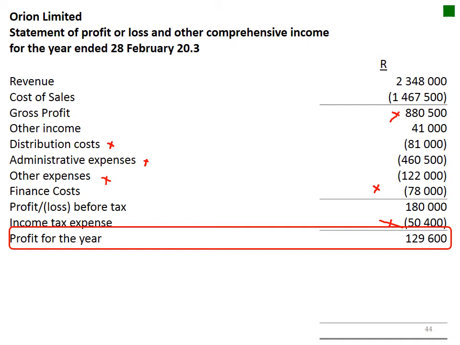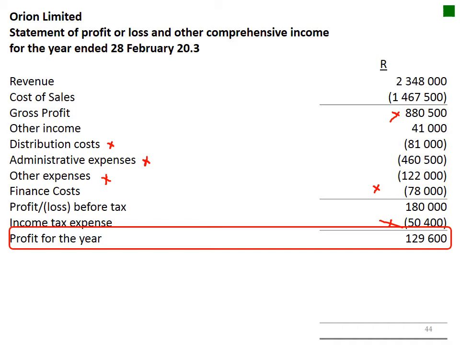There may be one or two other expenses that they give you, but these will be the major expenses that you will see. So companies tend to combine their expenses. In a note to the financial statements, they often give more detail, but this is the only detail they're required to show on the face of the statement of profit and loss.